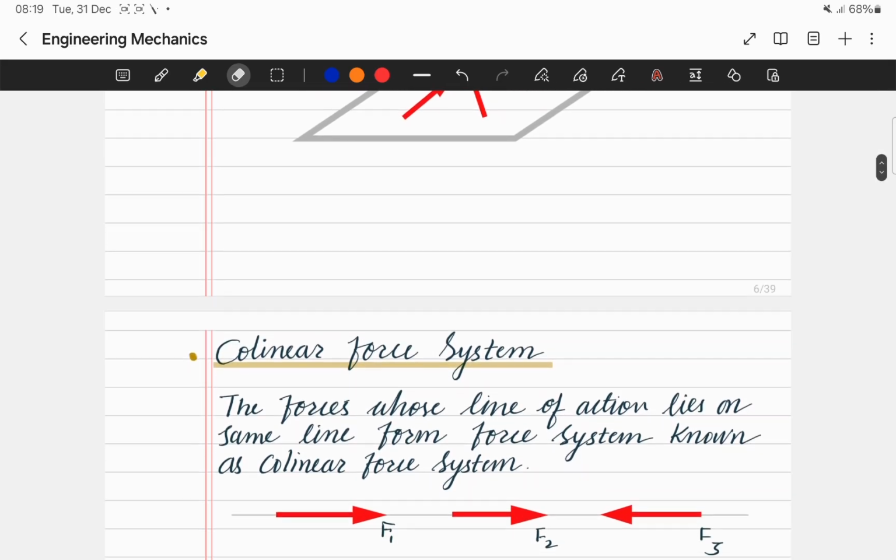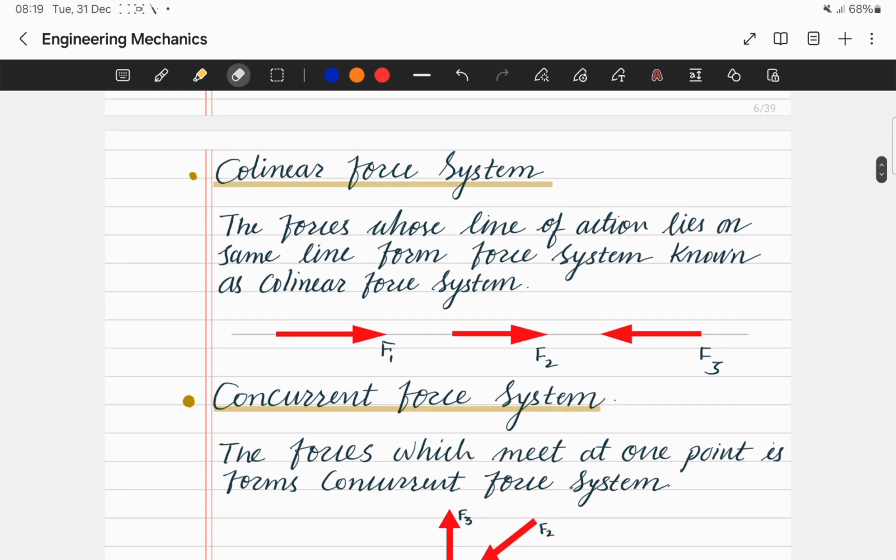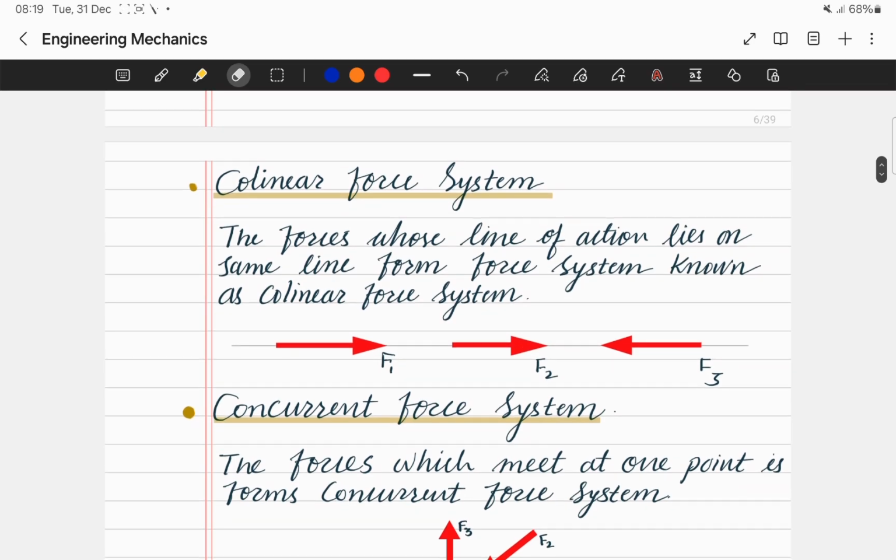After that, collinear force system. When we say collinear, co means same and line means a line. Okay, so if a number of forces, here we have shown three forces, are acting on the same line, then they form a collinear force system. Here also the direction of the force is not considered. If they are acting in the same line, then it is a collinear force system.